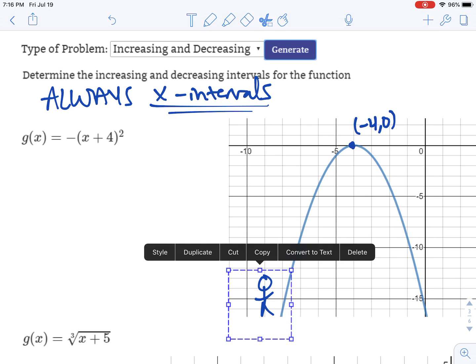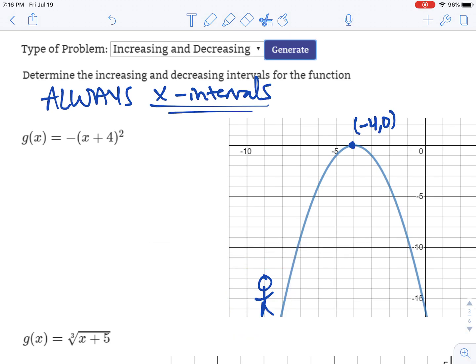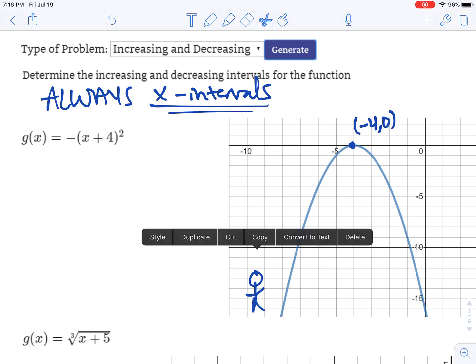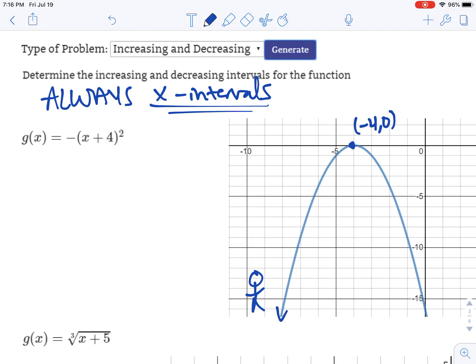So we're just going to need to say those intervals using interval or inequality notation. So this person here can't go forever infinitely down. There's not enough space ever in the universe to show that. So we have to just remember that this part of the quadratic would keep going forever, as would this side. So don't forget about those arrows that would be on there. So this person starts at negative infinity, and then he or she travels all the way up to this point and then starts decreasing after that.